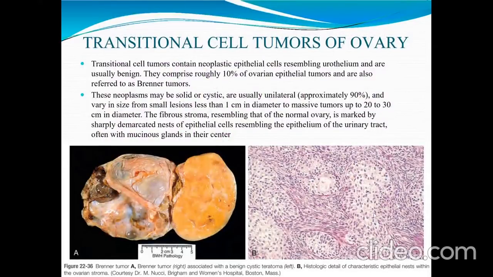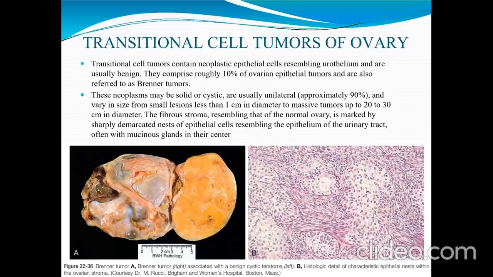Next epithelial tumor that we will discuss is the transitional cell tumor of ovary. Transitional cell tumors contain neoplastic epithelial cells resembling urothelium and are usually benign. They comprise roughly 10% of ovarian epithelial tumors and are also referred to as Brenner tumors. These neoplasms may be solid or cystic, are usually unilateral, and vary in size from small lesions less than 1 centimeter to massive tumors up to 20 to 30 centimeters.